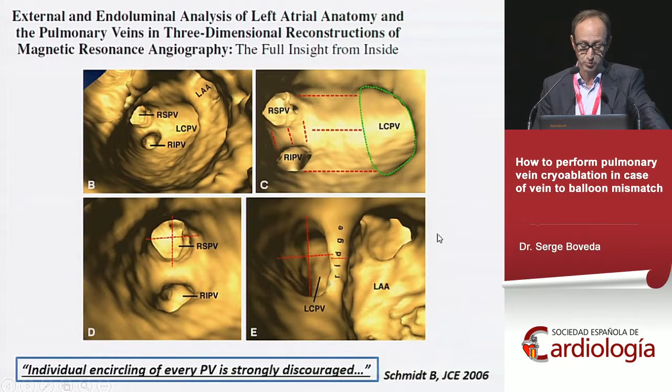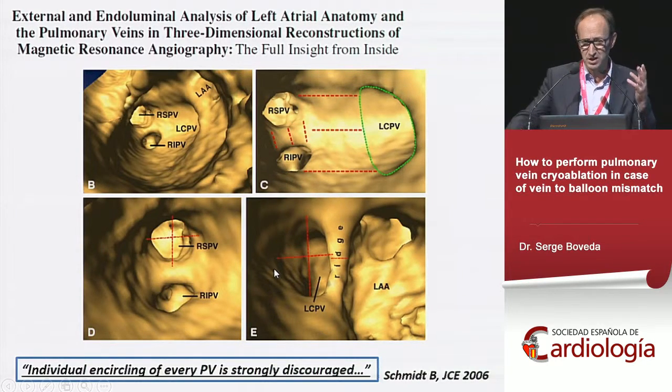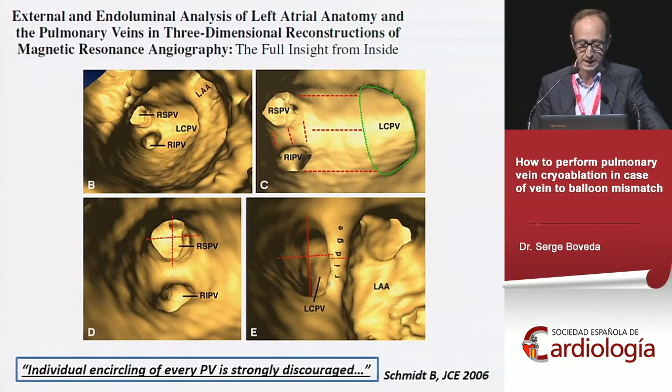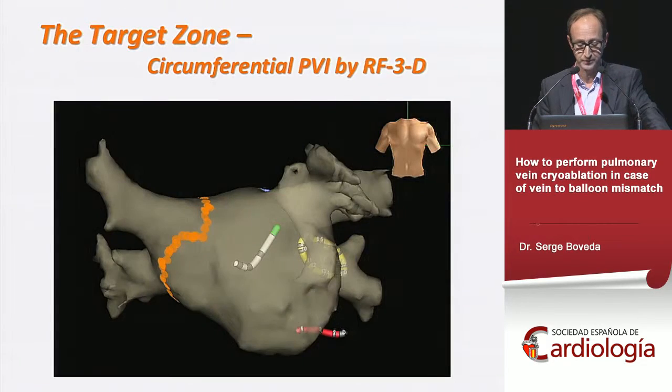When you have a common ostium, of course, it is oval, it is not spheric, and we can think about the effectiveness of a spheric balloon to treat this kind of veins. The same problem is for the right inferior pulmonary vein, that sometimes is very posterior and very little, and with a big balloon it should be difficult to reach.